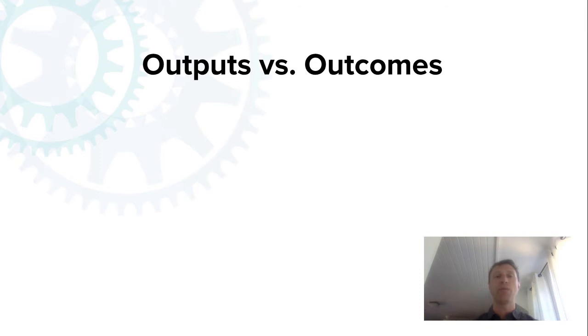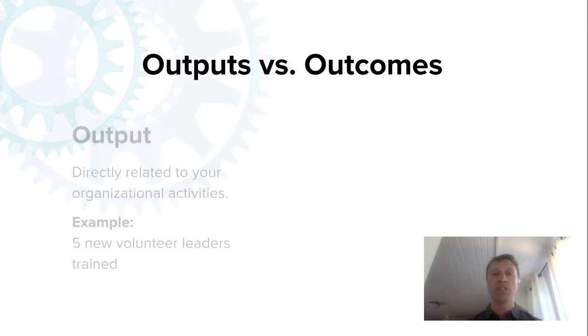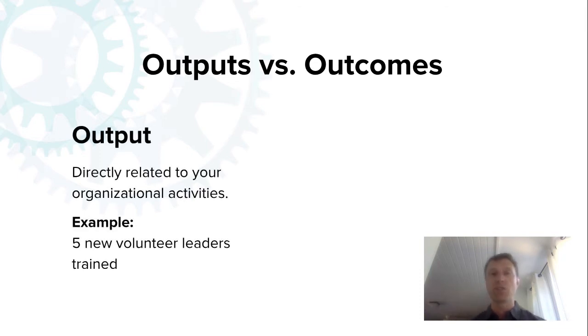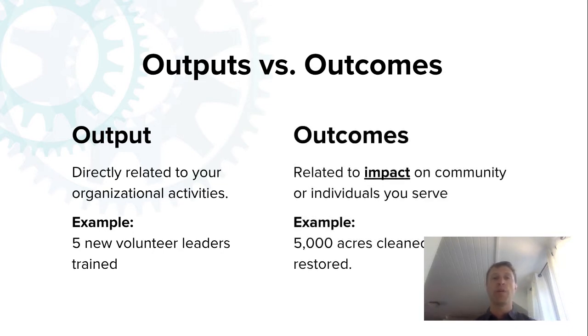Put simply, outputs tell a story of what your organization produces. It doesn't really address impact. It doesn't talk about how it affects communities. It only talks about what your organization produces. On the other hand, outcomes really talk about achievement or impact, or the way in which your clients or the community that you serve is being affected.